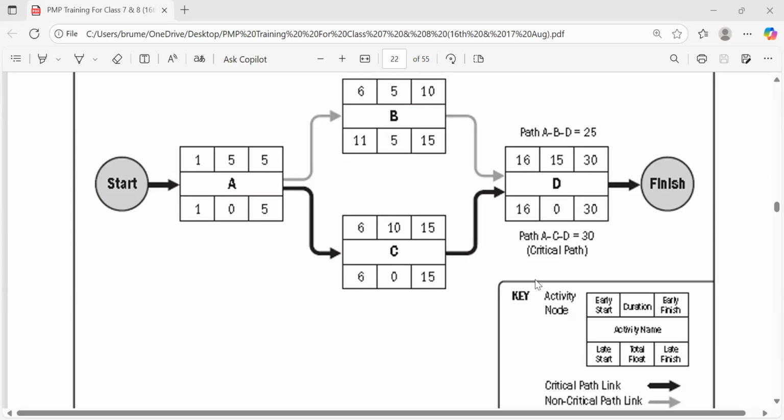Now, if that's the duration, we want to establish the longest duration. So activity A has 5 days, right? Activity C has what? 10 days, right?